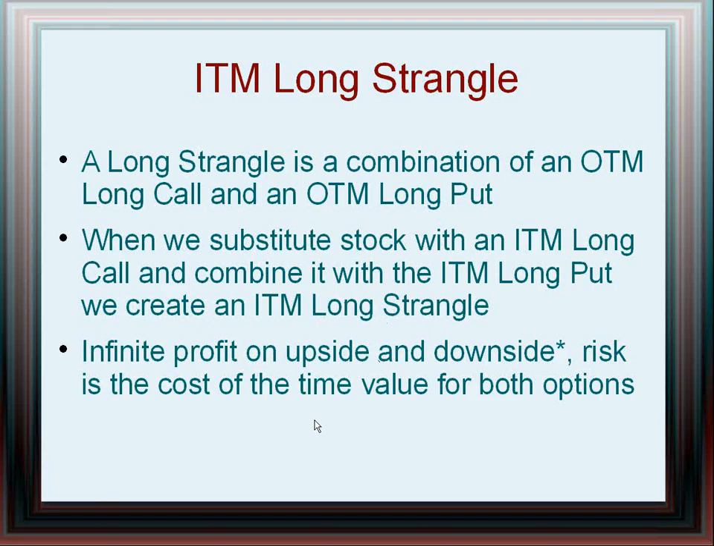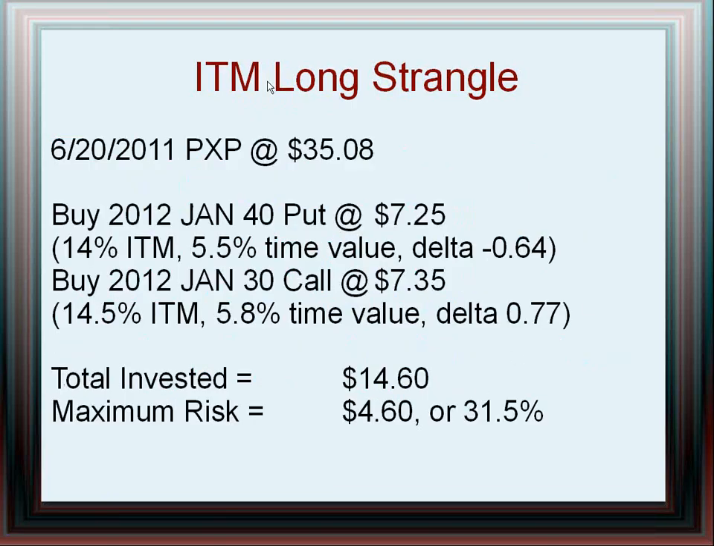Now, it does give us infinite profit on the upside and on the downside, and the only risk we have in that position is the time value for both options. Okay, so let's take a look here at our comparison. Now, again, 6/20/2011. We know PXP is at 35.08. Let's take a look at that. Buying that January 2012 40 put at 725. All right, so that was 14% in the money, 5.5% of time value.